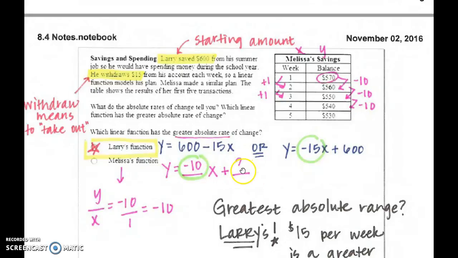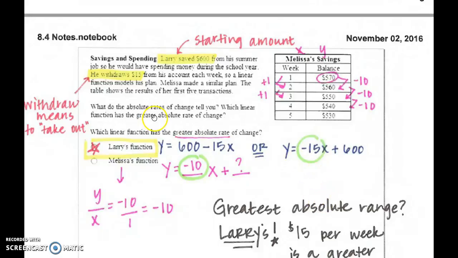Really, we don't need to know it, but I don't know what her starting amount was. Now, if you wanted to, you could work backwards and figure that out. So most of you are sitting there thinking, oh, she started with 580 because we would add 10 back. But that, again, doesn't matter. So y equals negative 10x plus whatever.